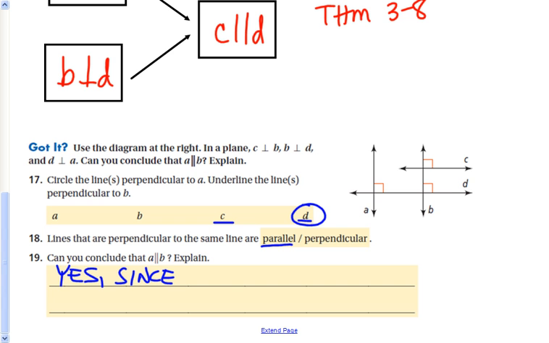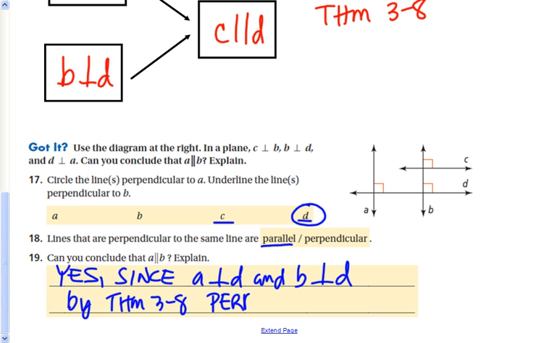since A is perpendicular to D and B is perpendicular to D by theorem 3.8. Let's call it again the perpendicular times 2 equals parallel theorem.